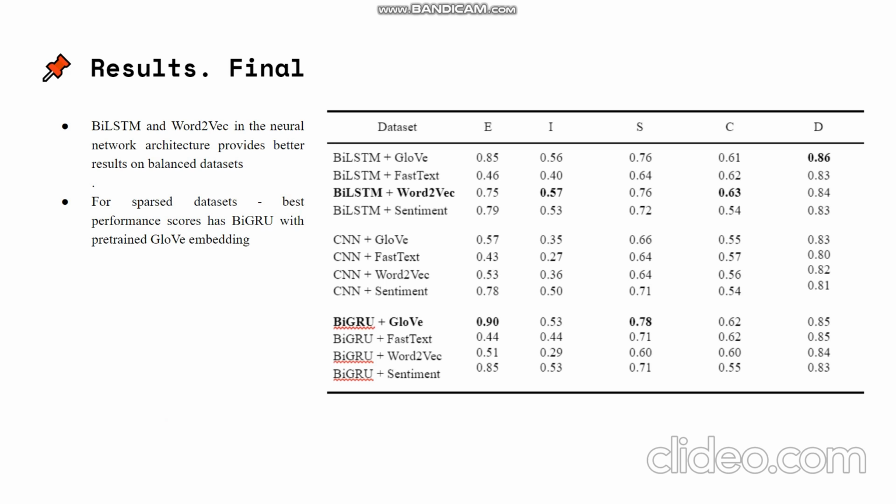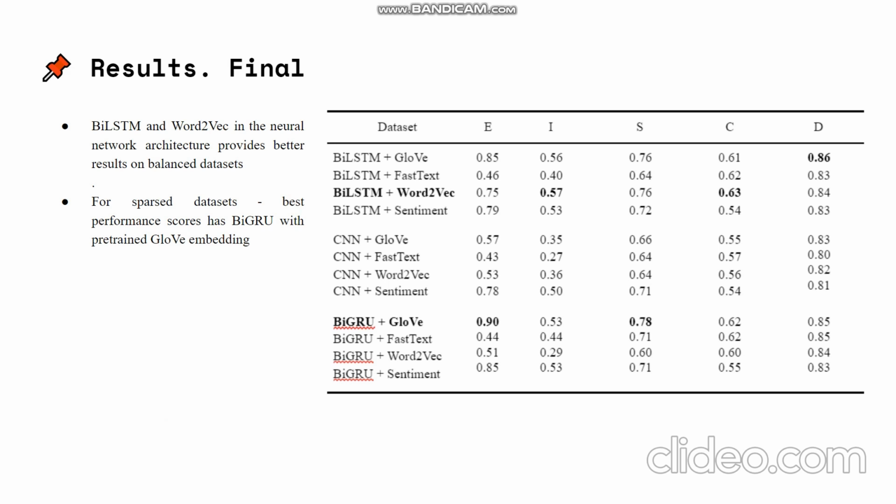So as final results, to conclude, we found that BiLSTM and Word2Vec in the neural network architecture provide better results on balanced datasets like ECR and Crowdflower that have pretty good balance of each type of emotion class. But for sparse datasets, the best performance scores were shown by BiGRU with pre-trained GloVe embedding.